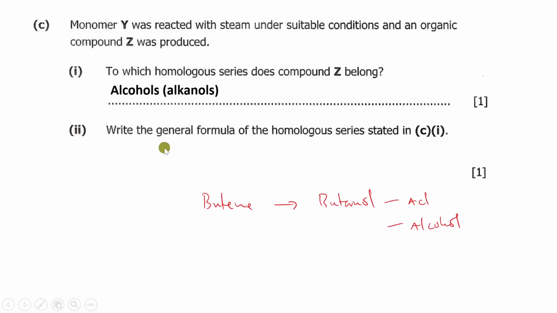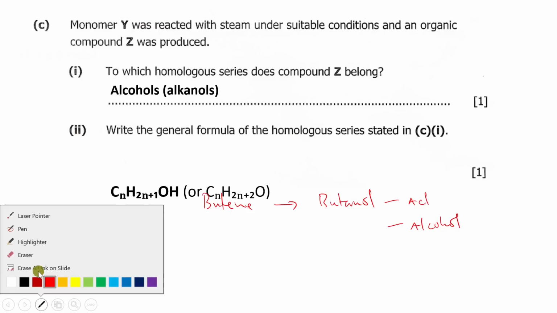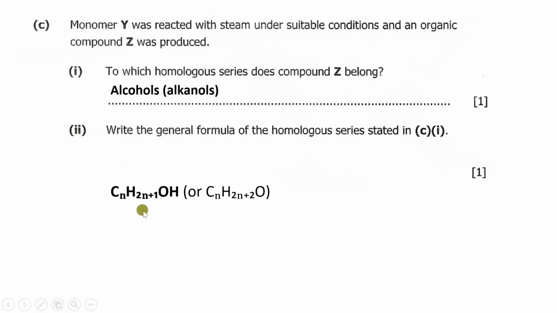Then they're saying write the general formula of the homologous series stated in C1. Like alcohols, the general formula is just this one. We have already answered it somewhere else.